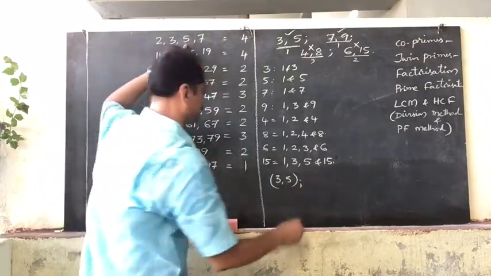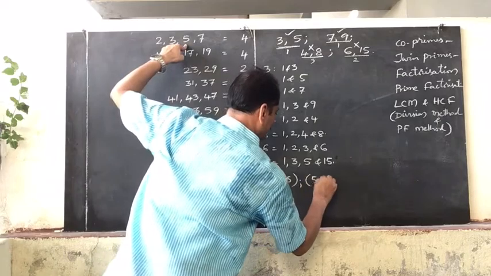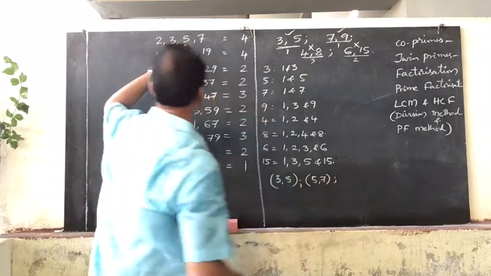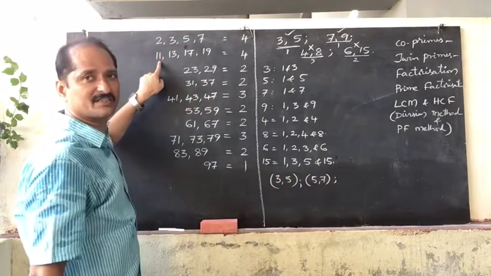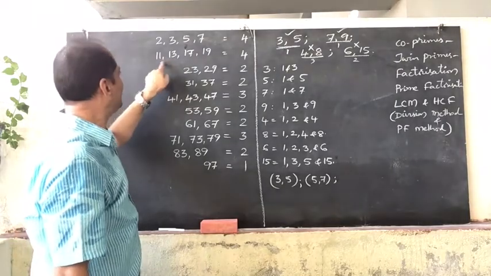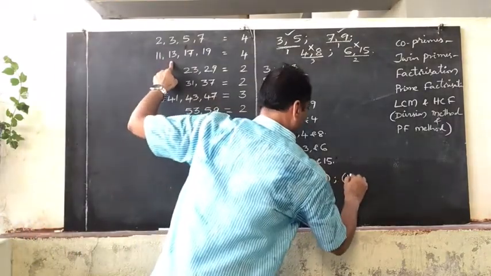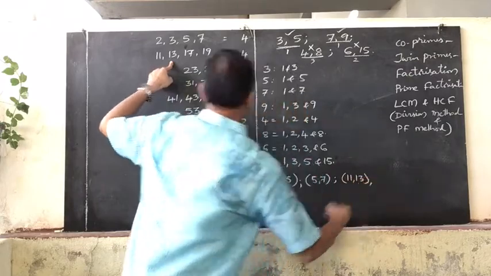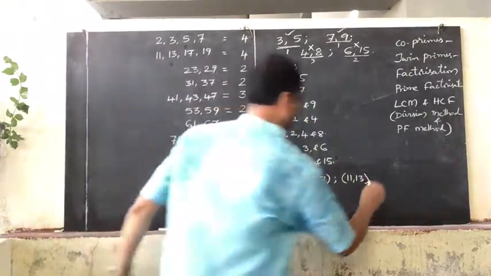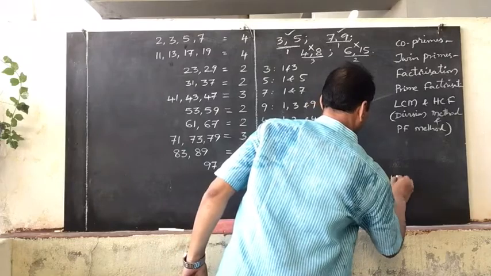Next, 5, 7. The difference is 2, so this is also a pair of twin primes. 7, 11: the difference is not 2. 11 and 13: these are twin primes. Next, 17, 19 are twin primes.